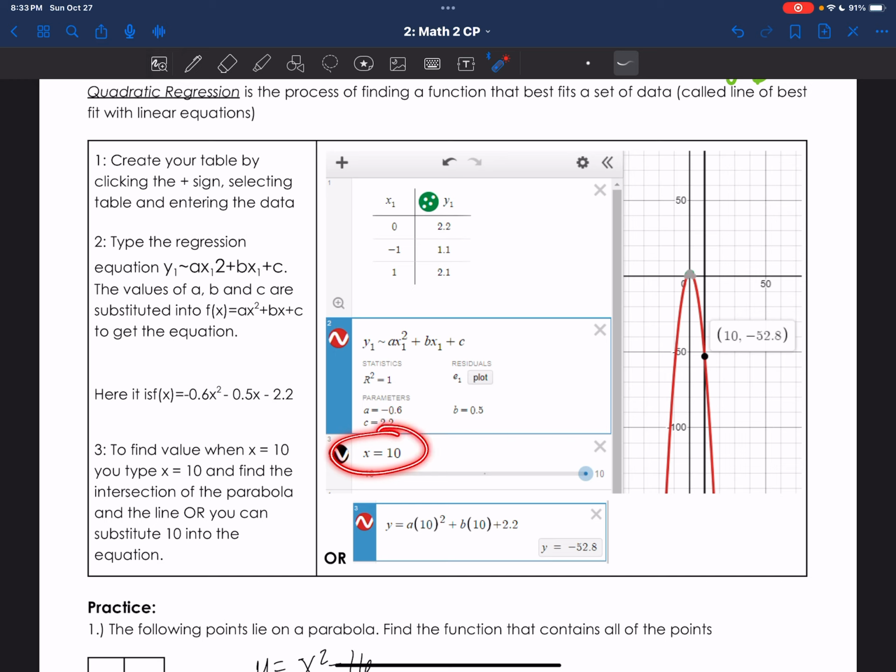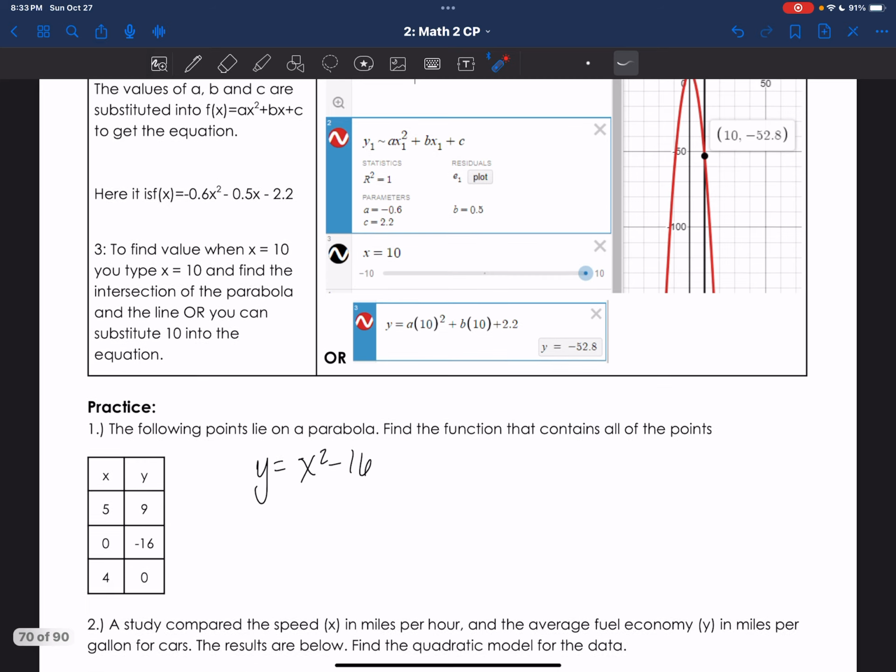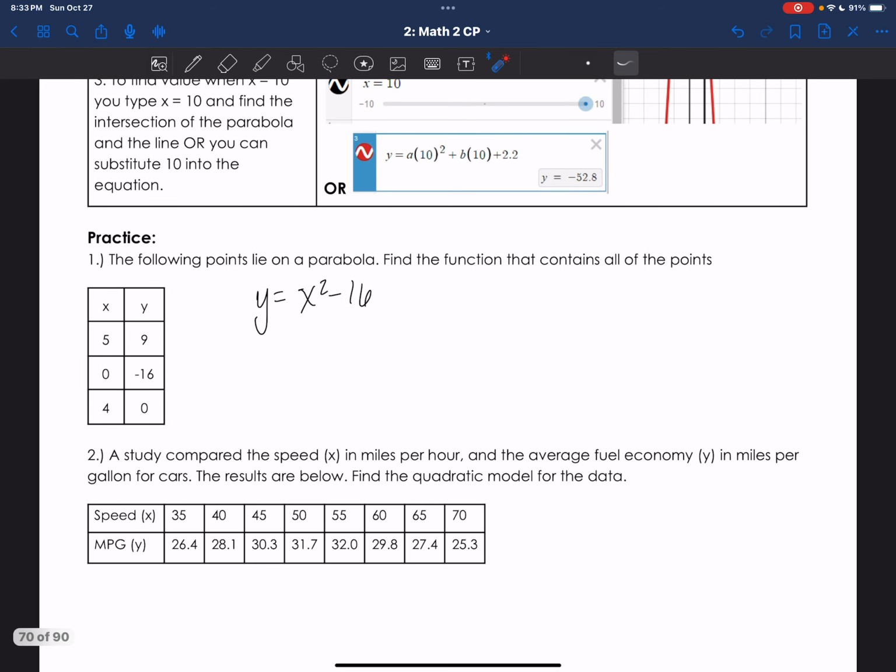So you hit plus and you'll enter that in again. Here you can type in x equals 10 and it'll show you where it intersects. Or you can just enter in 10 to your equation and it's going to show you what the answer is too, because it's basically a calculator. So I want you to try this with number 1. If you did number 1 correctly, type in these points. You should get an answer of x squared minus 16. And that would be the line of best fit for this set of points.